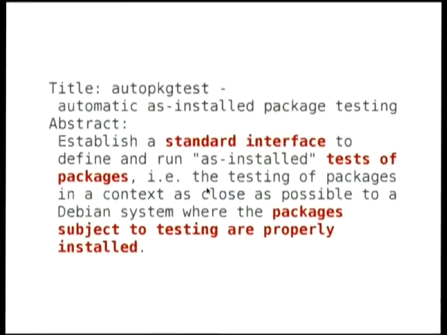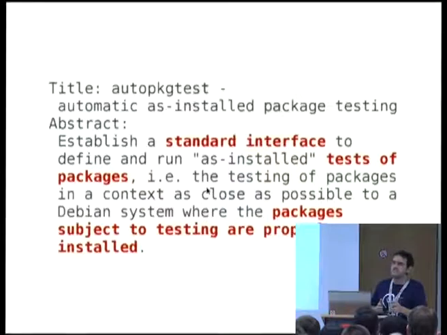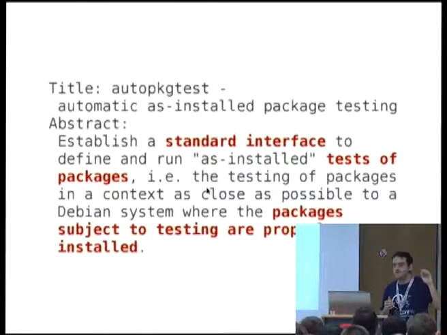The idea behind the DEP-8 specification is to describe a standard interface so that packages can declare their tests in a way that can be tested against a real system. So the idea of autopkgtest and DEP-8 is not to do build time tests, it is to test the package as it's installed. It is possible to run upstream test suites, but usually you want to test the actual package with its binaries in /usr/bin, and library code, if it's Python or Ruby or whatever, installed in the right place, so you don't have to mess with library load paths and all that kind of stuff. You want to test the actual thing that users are going to use.